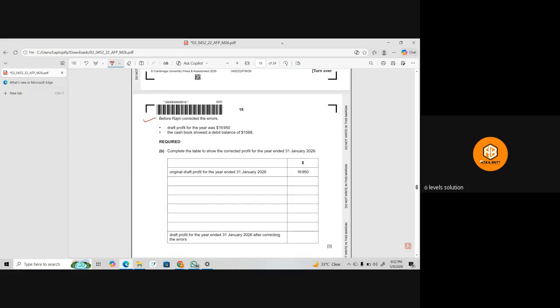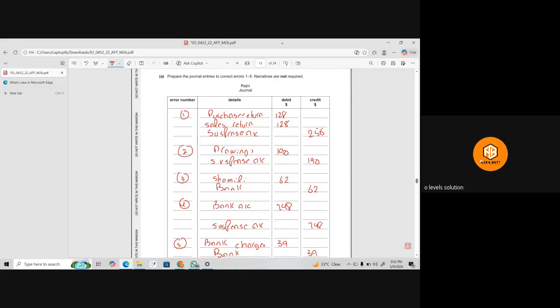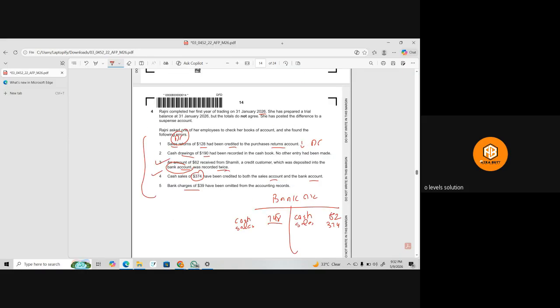Then they're saying, for Rajni corrected the errors, the draft profit for the year was this, and the cash book showed a debit balance of this. Complete the table to show the corrected profit for the year. So this is the original draft profit for the year, which is 16,940. First of all, let's talk about the first error. What happened?